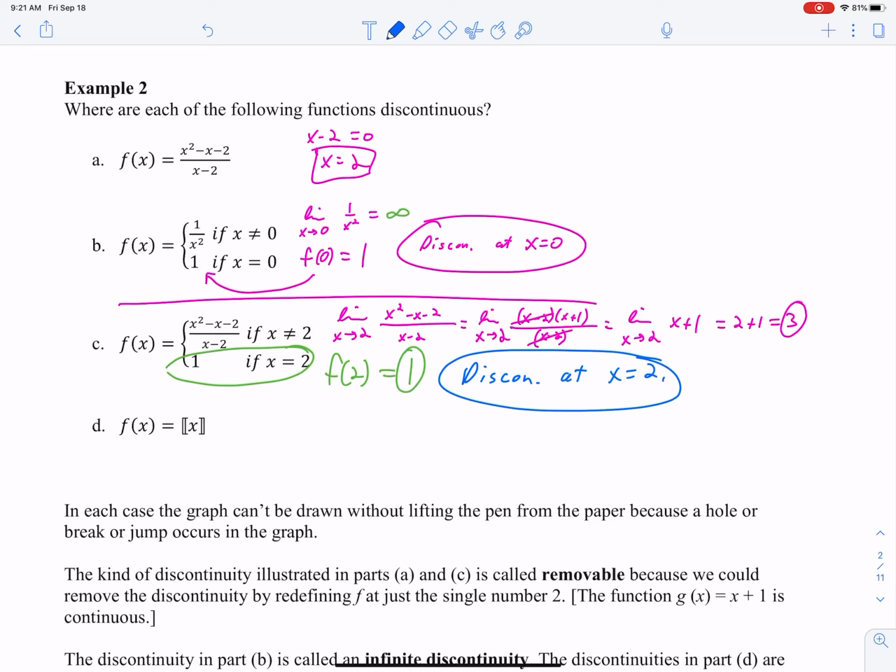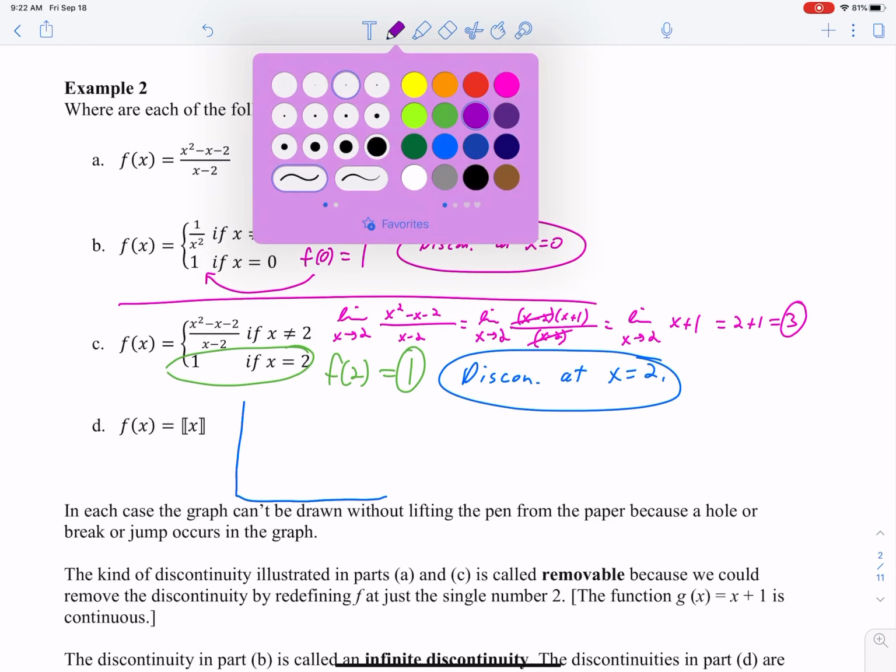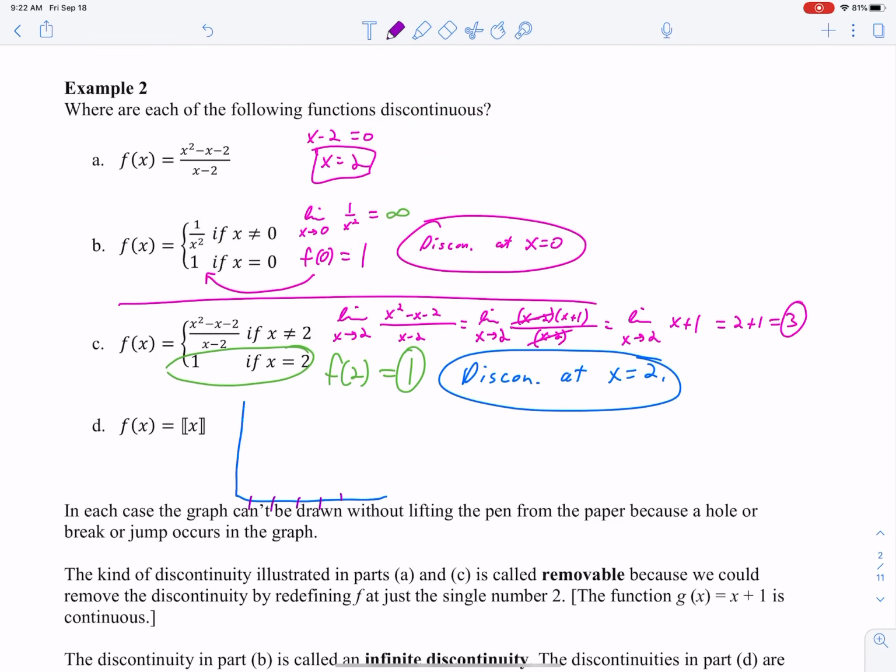Okay. This notation here, I think we may have talked about it. This is called a step function. What it means is you're always going to round down to the next integer. So if we were to graph this, this is what it would look like. So those are integers. All right, so this is what it looks like.